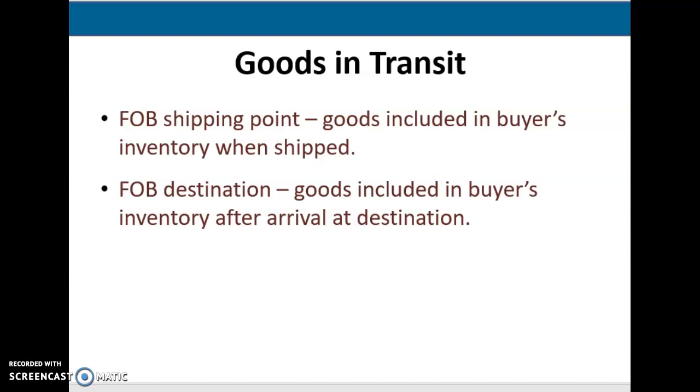FOB destination means that the seller guarantees the goods until they arrive at your dock. The seller is responsible for the freight. The seller bears the risk of the goods during transit.